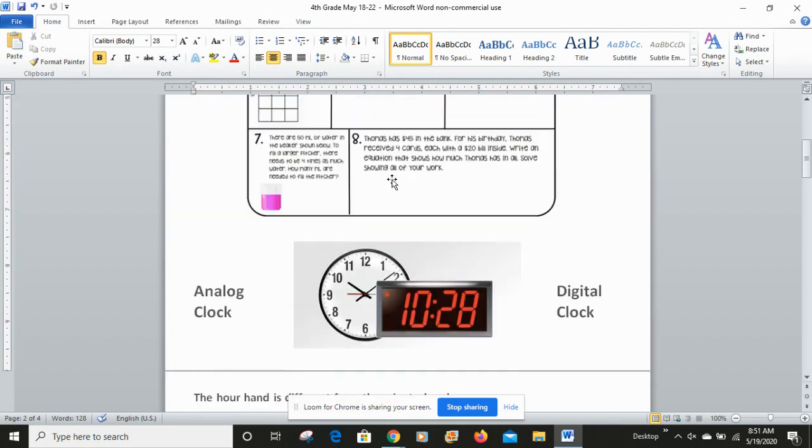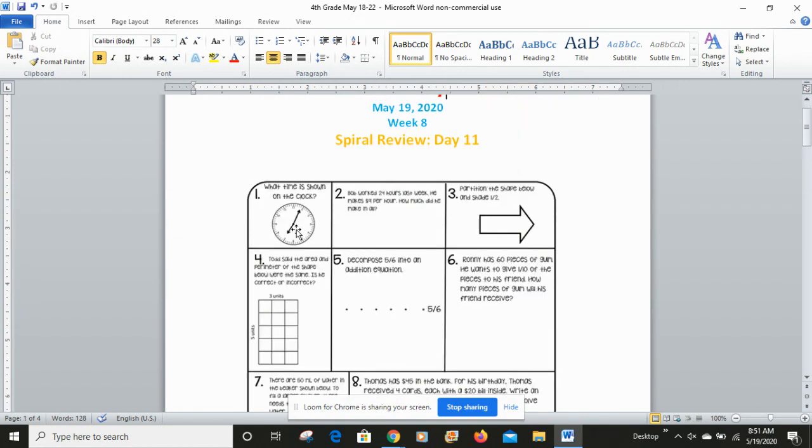So your activity for today is to say then, what is the time shown on the clock? Long hand, minutes. Short hand, space of the hour.